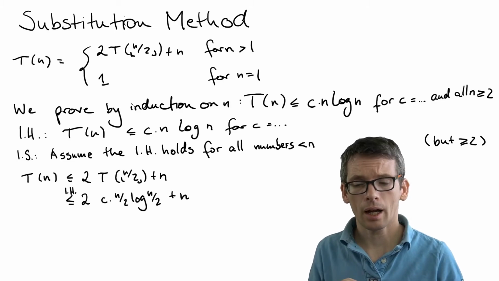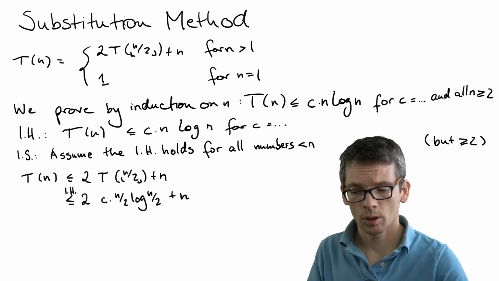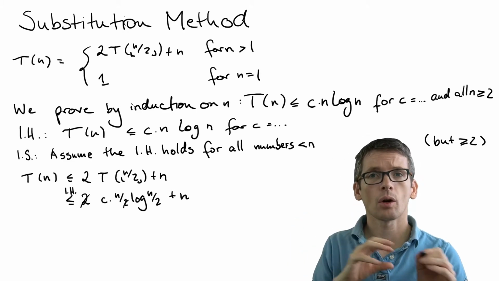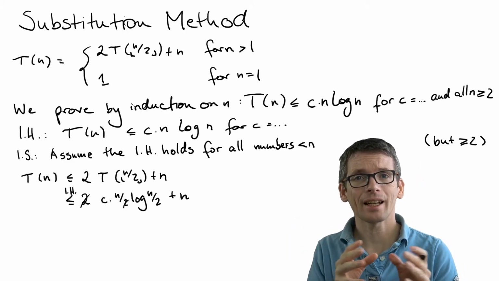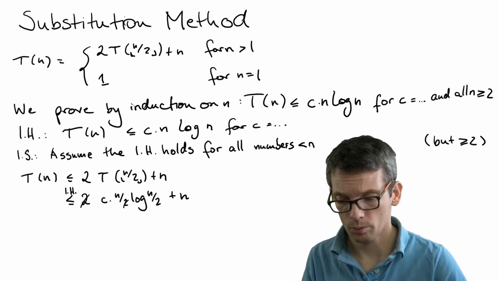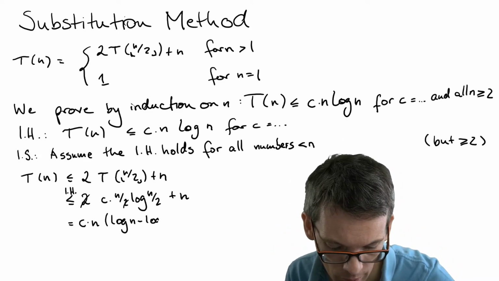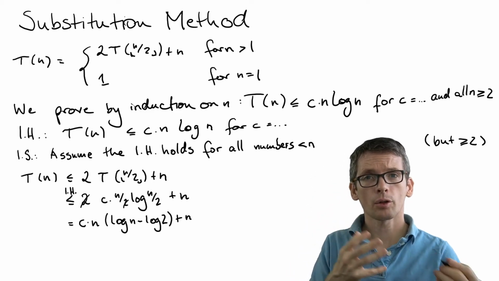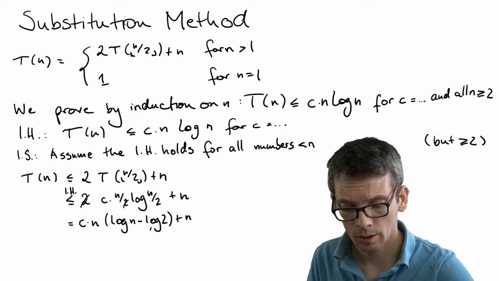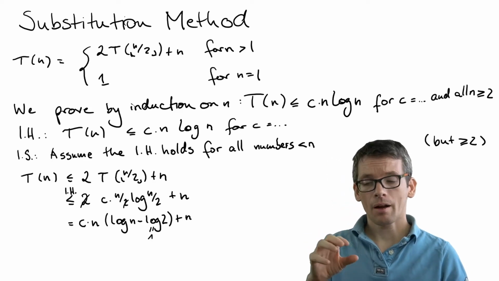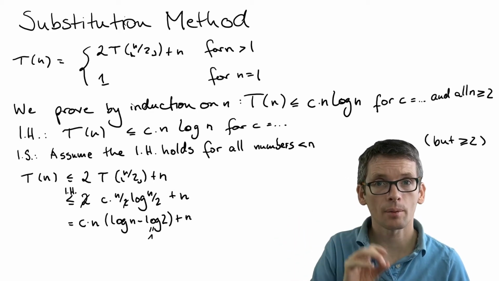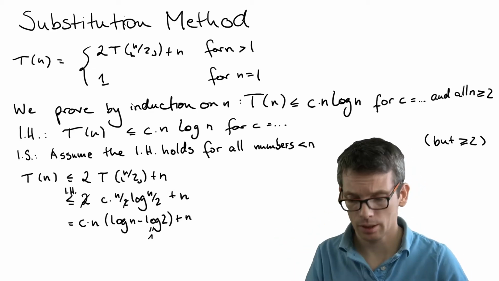Now what we have here is a 2 and a 2 that cancel. So we have c times n log (n/2). Now log of n/2 can be rewritten as log n minus log 2. Now log of 2, we always do logarithm base 2, so log of 2 is actually 1. So we have c times n log n minus c times n times 1, so simply c n log n minus c n, plus n.